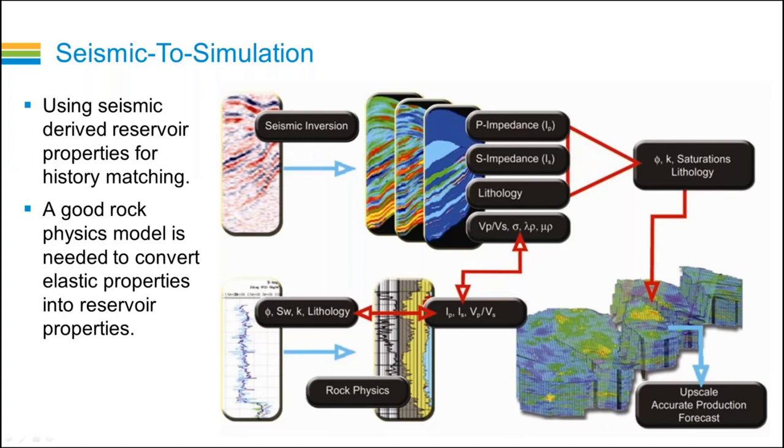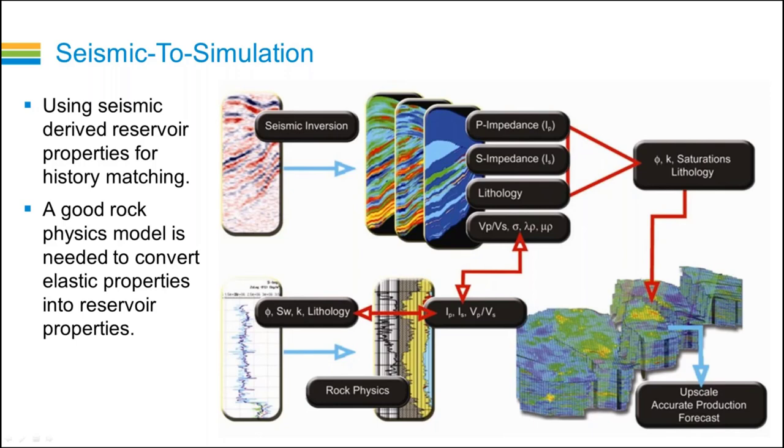One is called seismic to simulation. This means that you will use your seismic through a rock physics model to feed into your simulation, and then you do iteration until you get a good history matching. It means that you will derive the main reservoir properties from the seismic using inversion methods. You convert those elastic properties into reservoir properties using a rock physics model. You feed them into your reservoir model and do simulation.